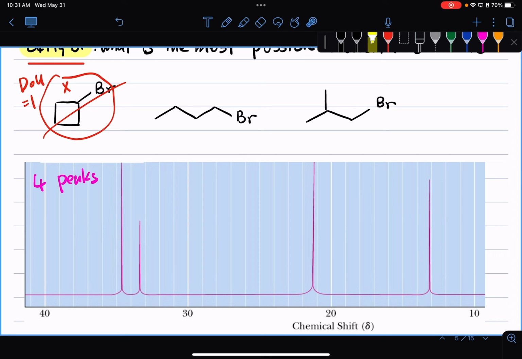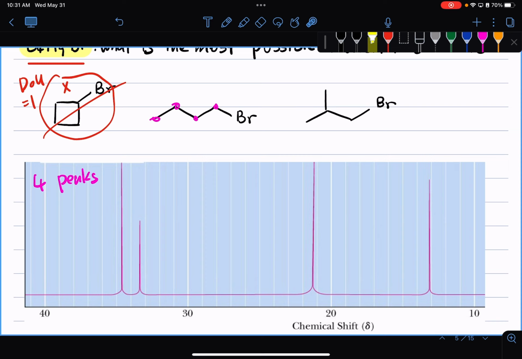This middle one looks promising. All my carbons are chemically inequivalent because their distance to the bromine substitution is different, right? So all of the carbon atoms on this molecule are chemically inequivalent. What about this molecule here?